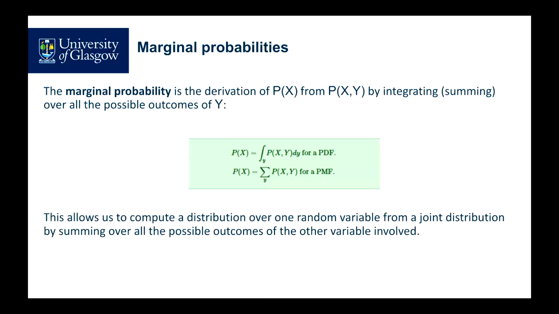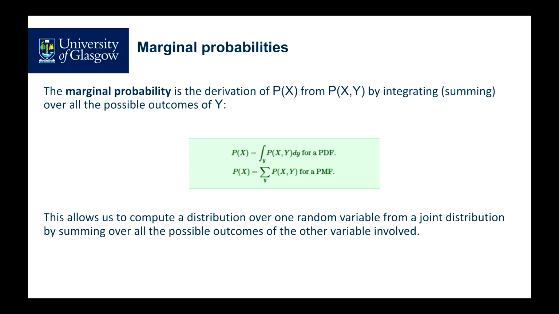Now, when we have joint probabilities like that, one really important operation that we can do is marginalization. That's a word that you'll find a lot when you look at probabilistic texts or any application that uses probabilities.